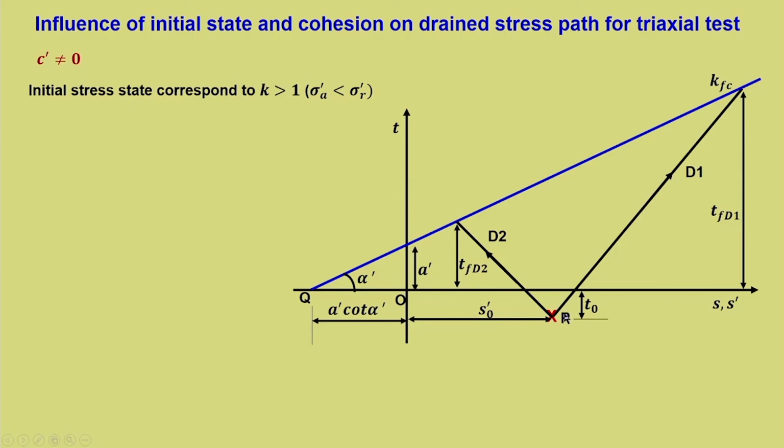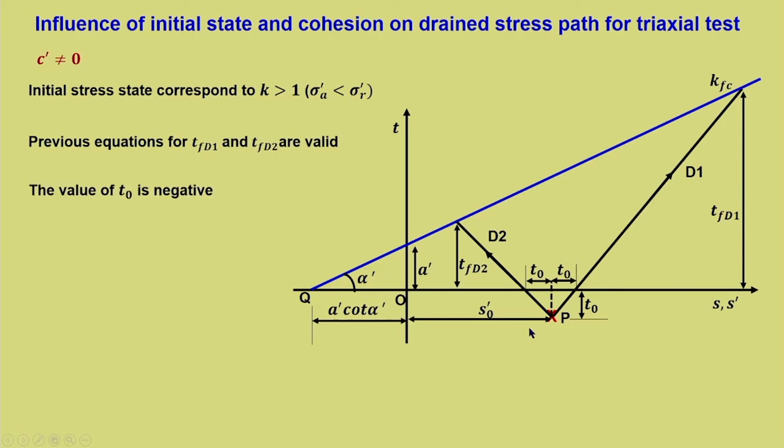So, what is the effect? It has got shifted. Now, here this will be T0, T0, because why is it T0, T0 here? Because this is at an inclination of 1:1 or 45 degrees. The previous equations for TFD1 and TFD2 are valid for this case as well, but the only difference is that the starting point is below. So, the value of T0 will be negative.